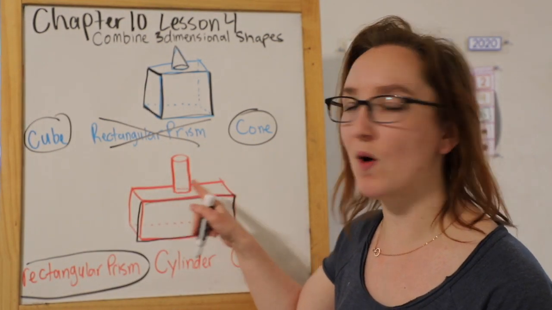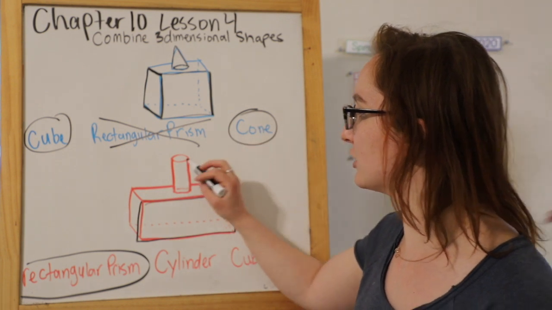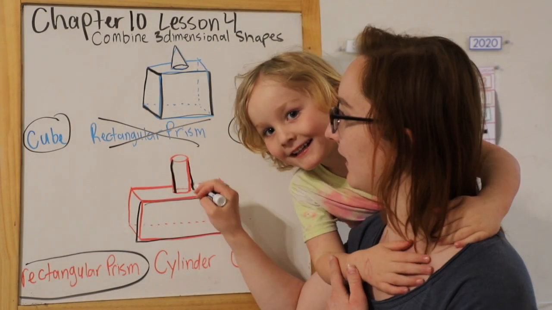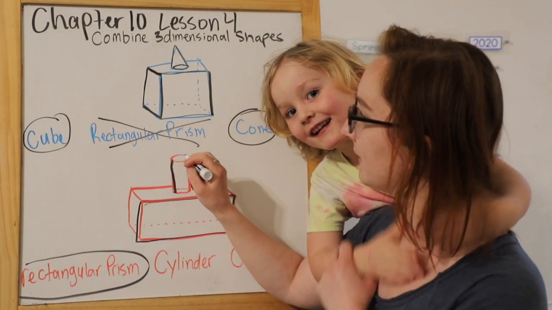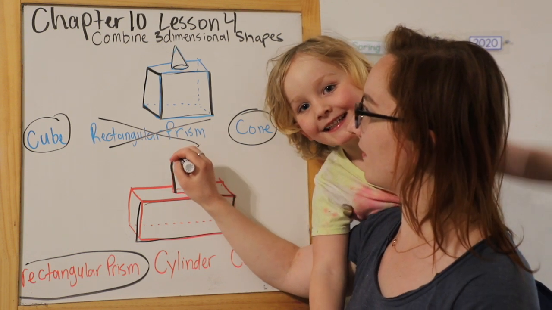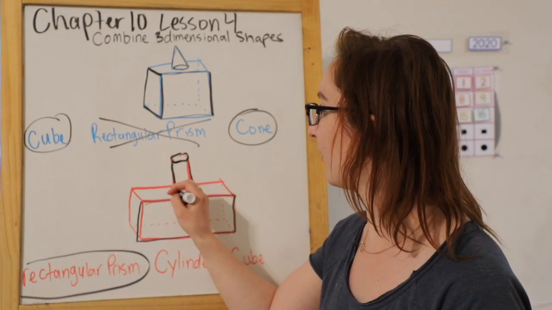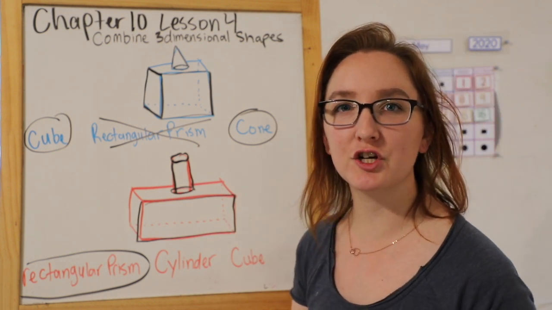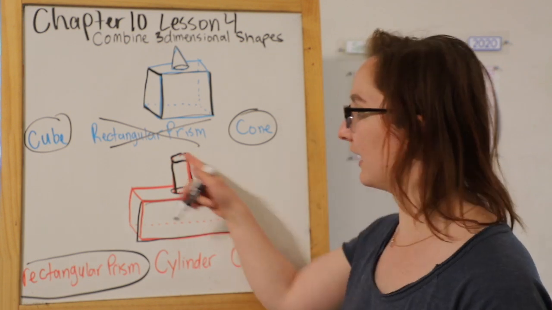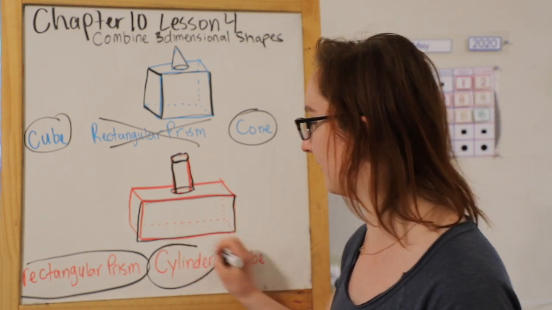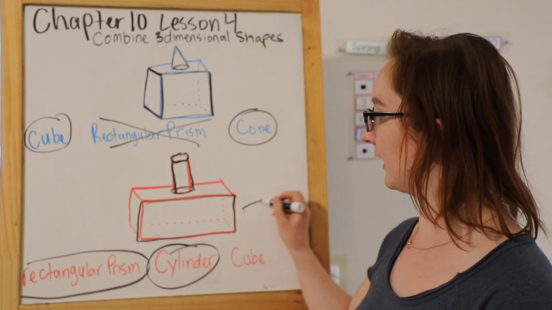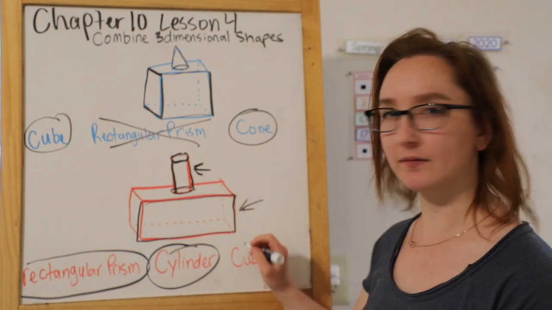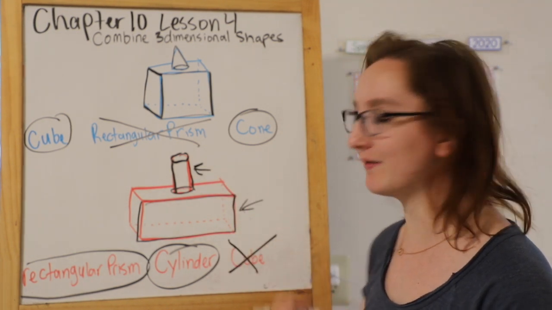Alright, now we need to see what our second shape is. My second shape has these 2 sides right here and then a circle on the top and a circle on the bottom. The three-dimensional shape that I know of that has 2 circular faces is my cylinder, and I don't have any vertices on that. So I'm going to circle my cylinder. So I have a rectangular prism right here on the bottom and a cylinder right here on the top. And I don't see any cubes, so I'll cross that one out.